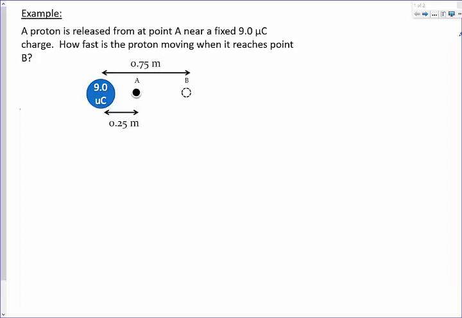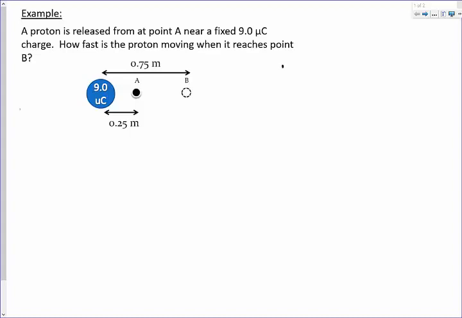So let's imagine we have a proton. It is released at point A, close to a positively charged fixed particle of 9 microcoulombs. The question is, how fast is the proton moving when it reaches point B? So in this question, we have a proton, which we know is a positively charged particle.